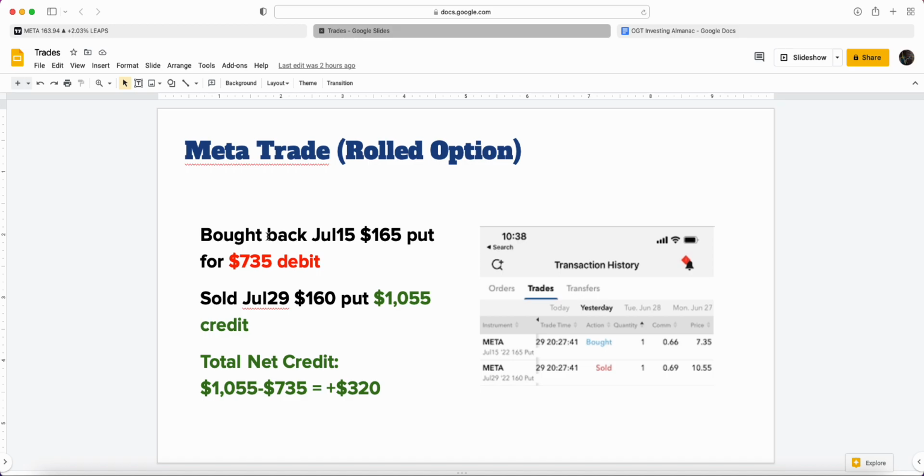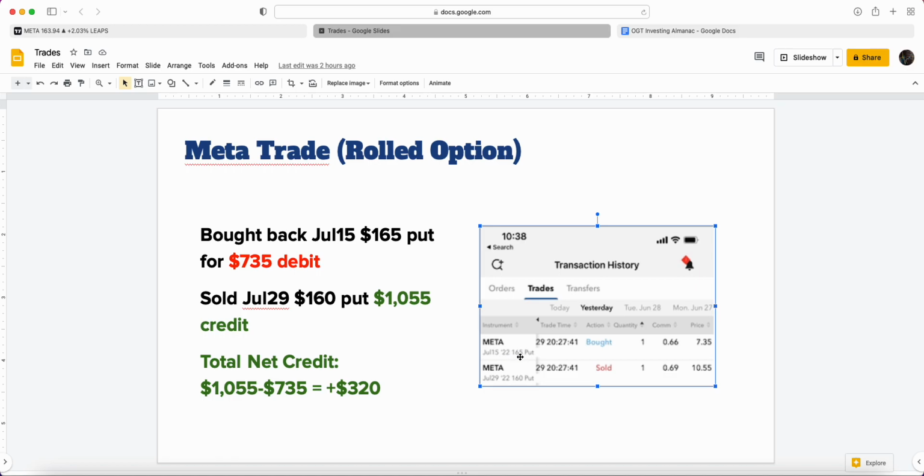I then decided to sell options on Meta. In this particular example, I actually rolled an option, and I'll walk you through rolling that option right now. Here's a screenshot of the trade that I took. Because I already had a put option, which I sold a few weeks ago, I decided to do what's called rolling down my option.